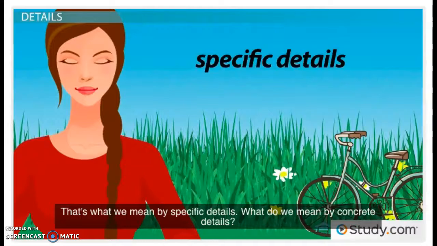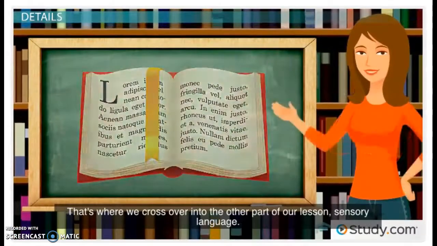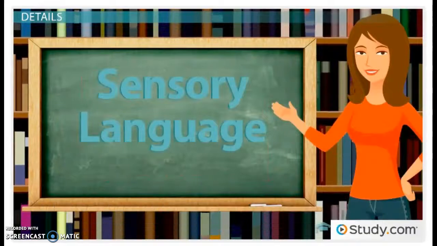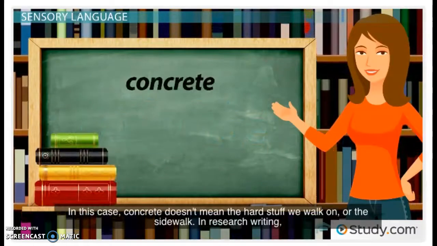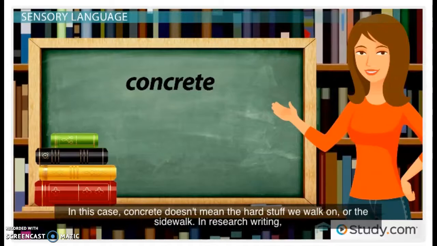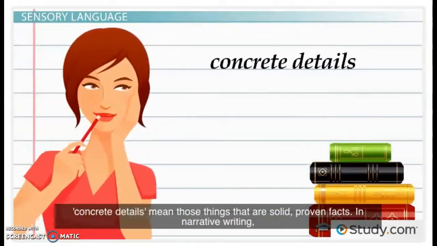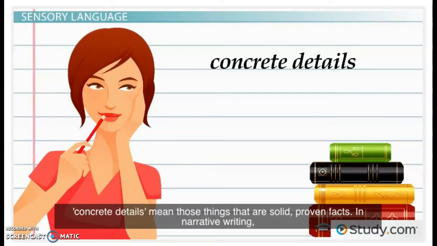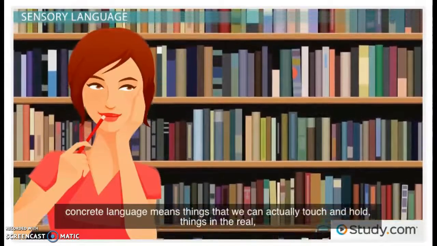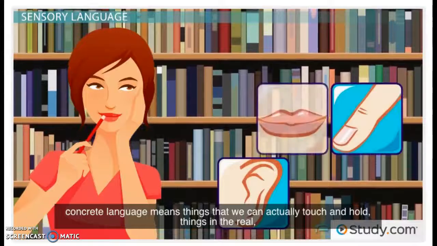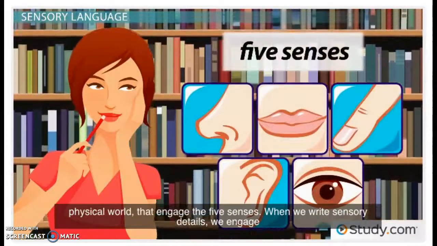What do we mean by concrete details? That's where we cross over into the other part of our lesson, sensory language. In this case, concrete doesn't mean the hard stuff you walk on or the sidewalk. In research writing, concrete details mean those things that are solid, proven facts. In narrative writing, concrete language means things that we can actually touch and hold, things in the real physical world that engage the five senses.